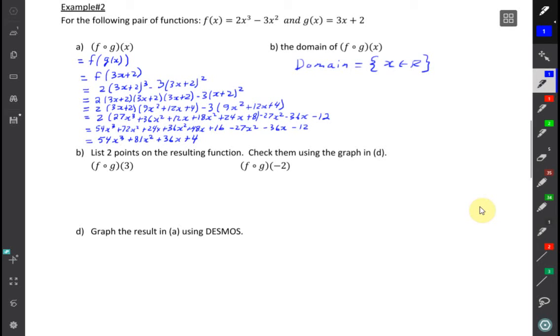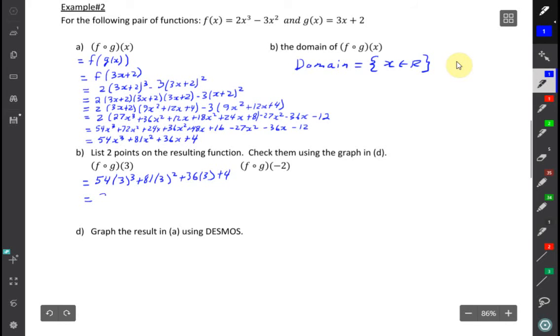Now what we're asked to do is find 2 points on the function. The input value for this question is 3. So what we want to do is simply take 3 and put it into this resulting function. So this equals 54 times 3 cubed plus 81 times 3 squared plus 36 times 3 plus 4. This works out to 2,299.